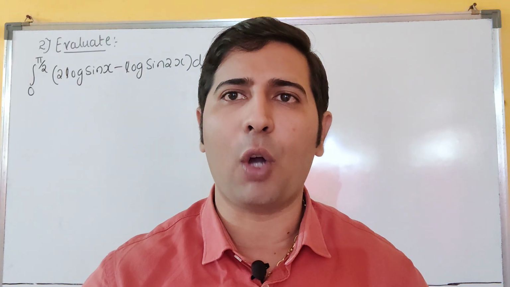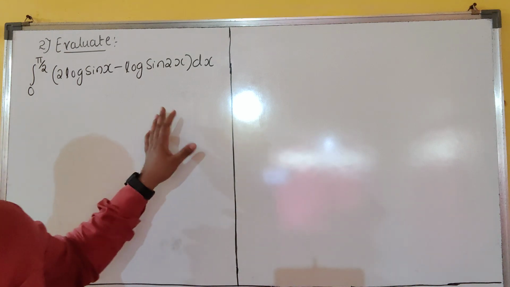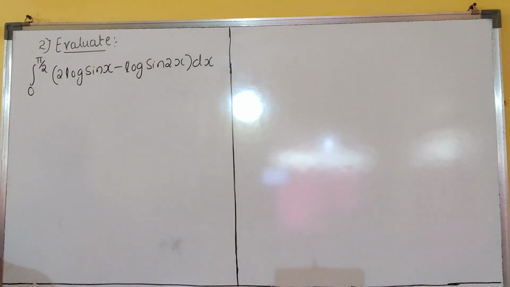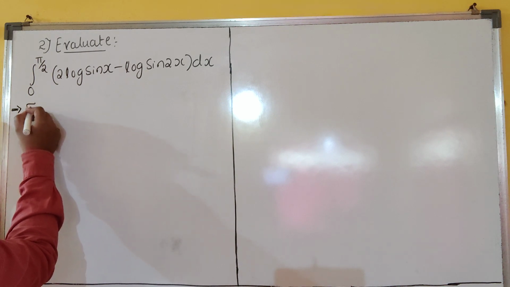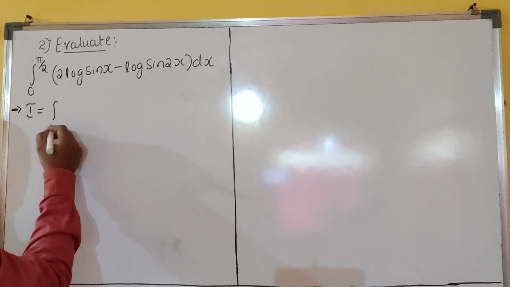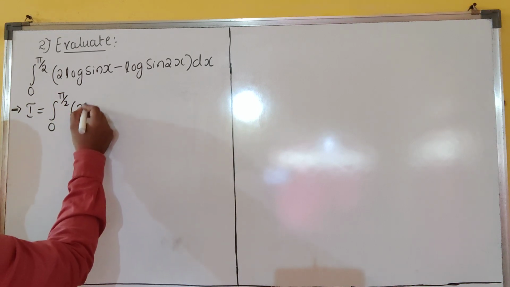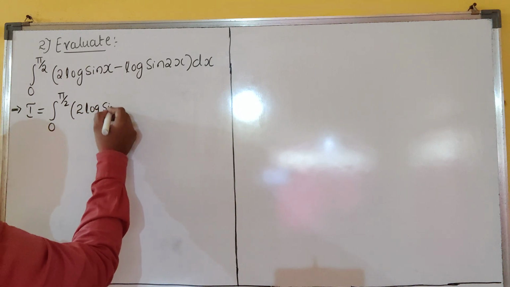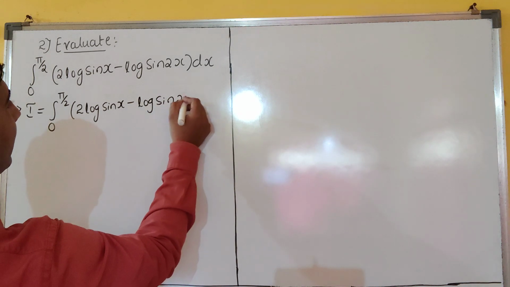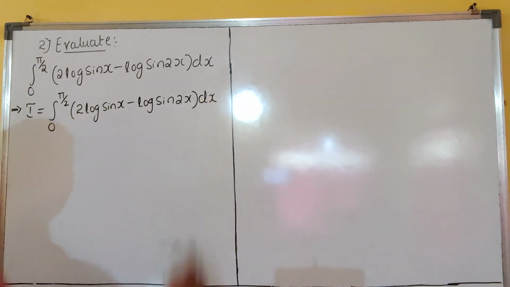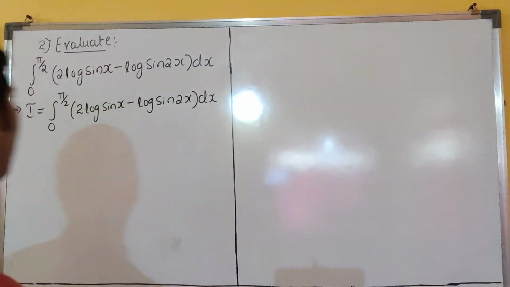I hope all of you have copied. We will see the next problem, dear students, again. Based on the king formula only, this also came, dear students. So now see here, how to solve this one. First you give the name for this. Let I is equal to integral 0 to pi by 2 of log sin x whole squared, log sin 2x, dx. We have given the name for this, dear students. Everyone understood? So now see how to solve this one.